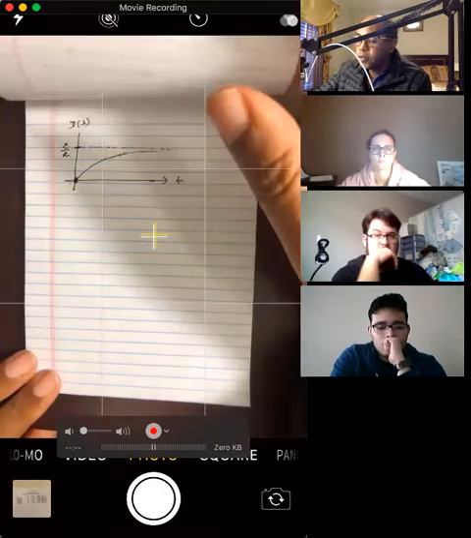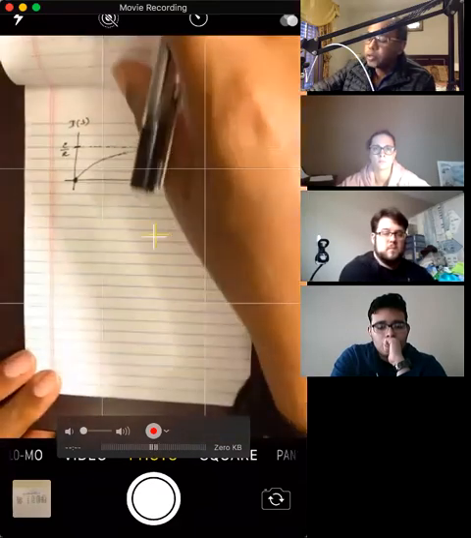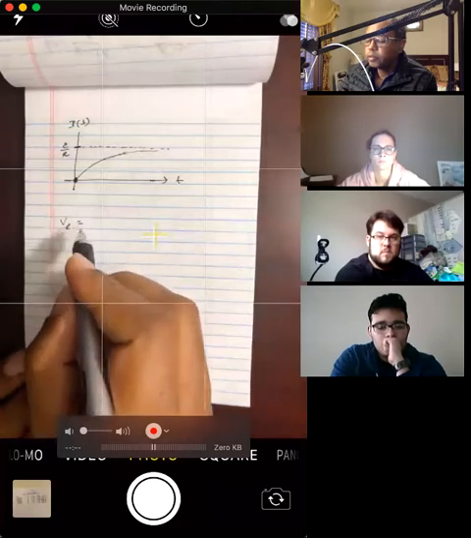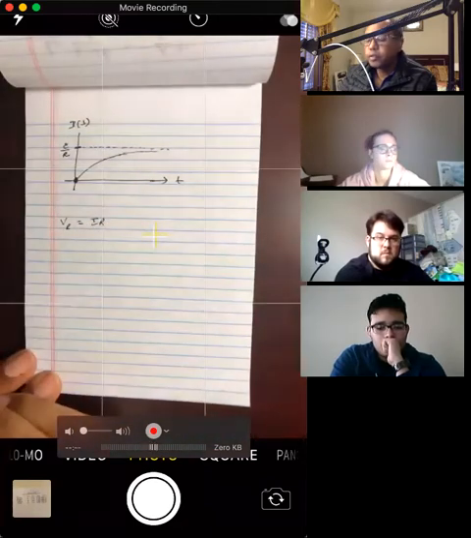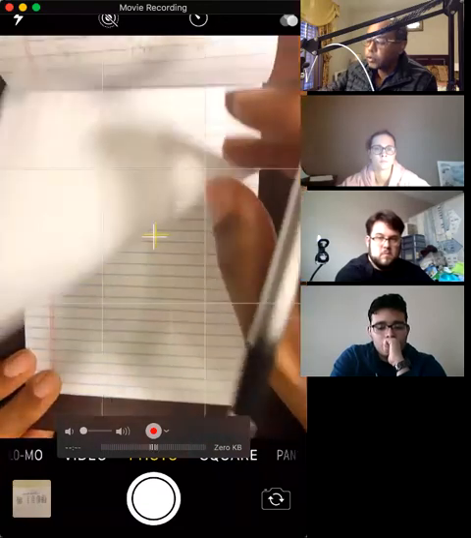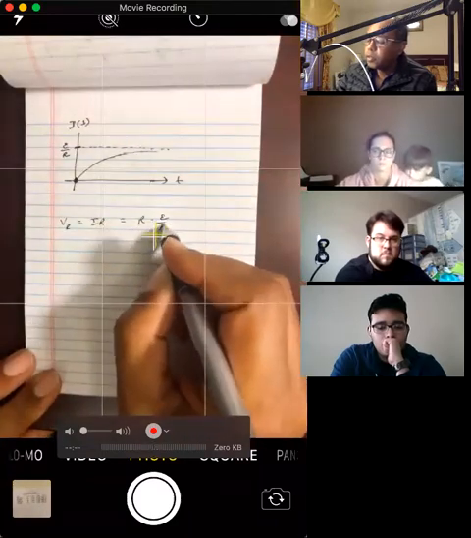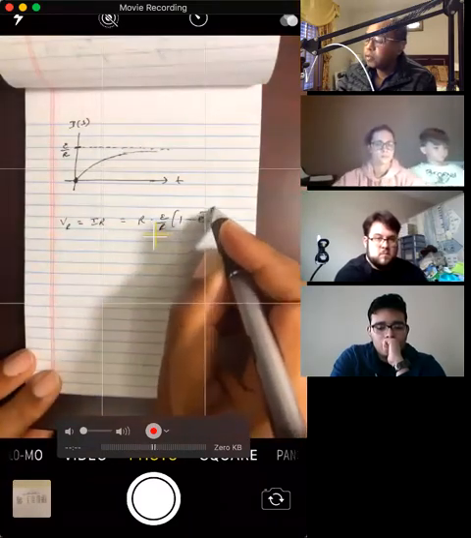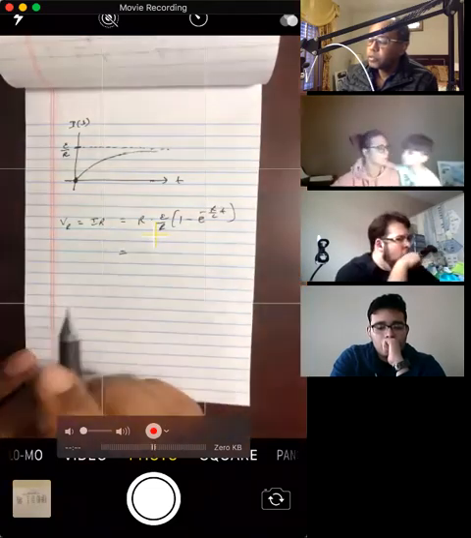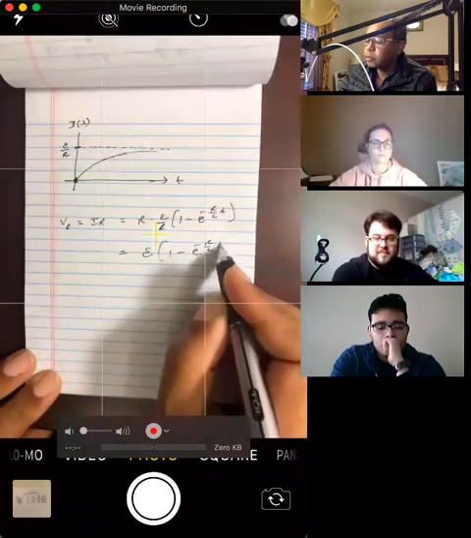All right, so this is the current in the circuit. If you're interested in voltage across the resistor, it's simply current times resistance. That will be resistance times what we have over here, which is E over R times 1 minus e to the negative R over L t. So the voltage across the resistor will simply be EMF times 1 minus e to the negative R over L t.